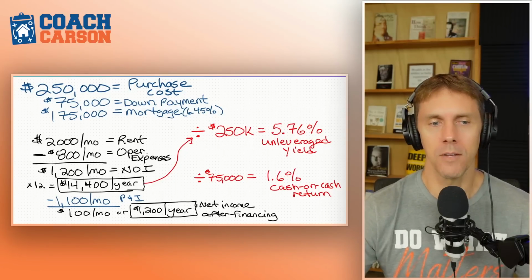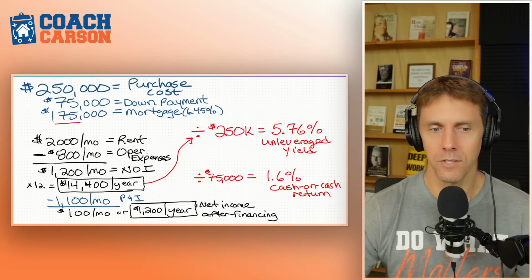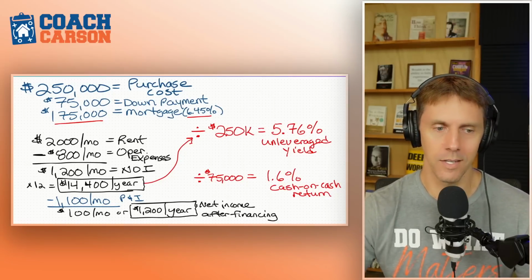So if you buy a property for $250,000, let's assume you put $75,000 as a down payment. That's 30% down. And so you get a mortgage for what's left over, $175,000. And let's assume you can get a 6.45% interest rate. And I know those are fluctuating a lot as well.